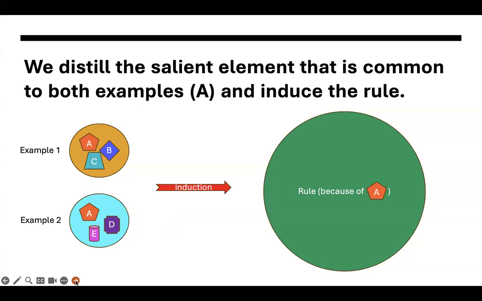We distill the salient element that is common to both examples, which is A, and we induce the rule because of A.